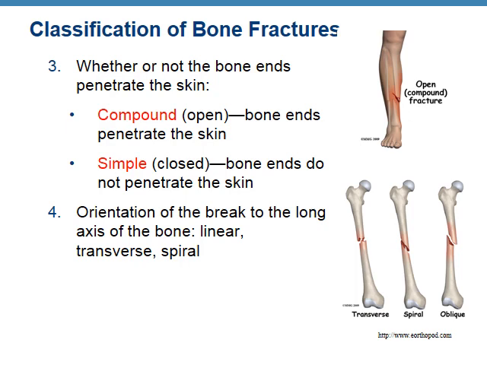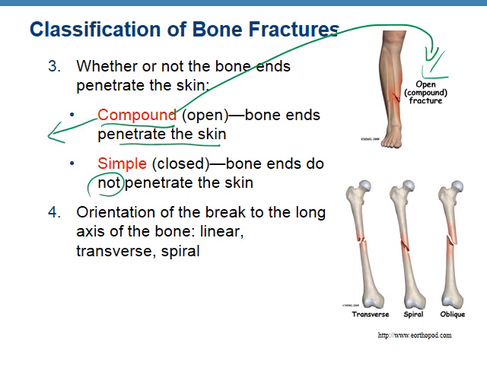Classification 3 and 4, we can see the example here if there is a compound fracture. That means it has to penetrate the skin. A simple means it does not penetrate the skin. But you can see from this figure, if it's compound, it also has to be displaced and complete. So you wouldn't use all three, you would probably just say compound, and the only way for it to penetrate the skin is if it happens to fit those two classifications as well.